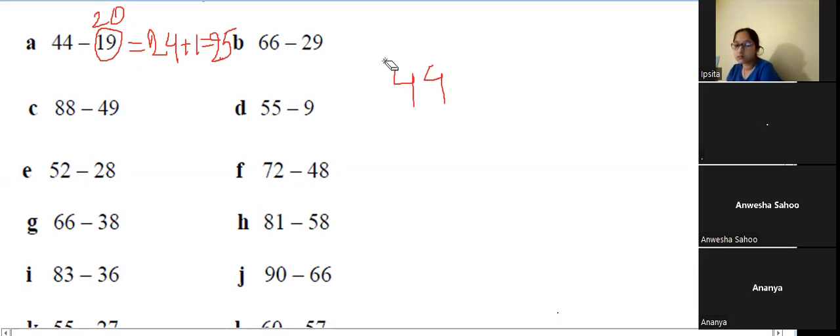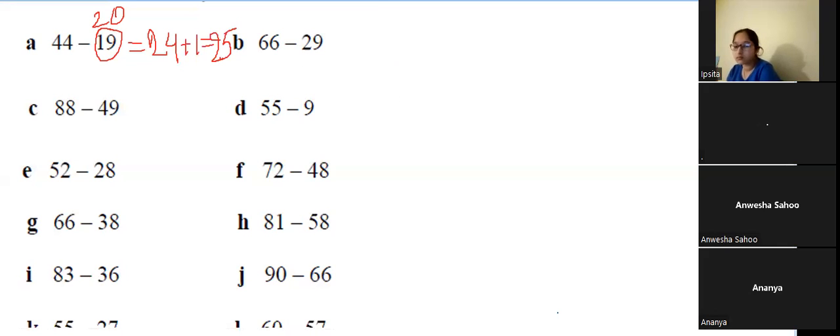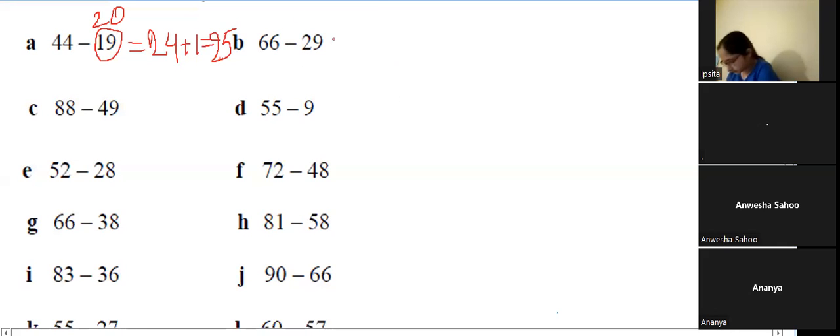Okay, sir. Can I say it using the bracket one? Using the bracket, that is the mathematical approach and that is a linear one. Okay, sir. So, 66 minus 29, instead of subtracting 29, I'll subtract 30. So it will become 36. And then I will add 1 because we subtracted 30 instead of 29. So it becomes 37.